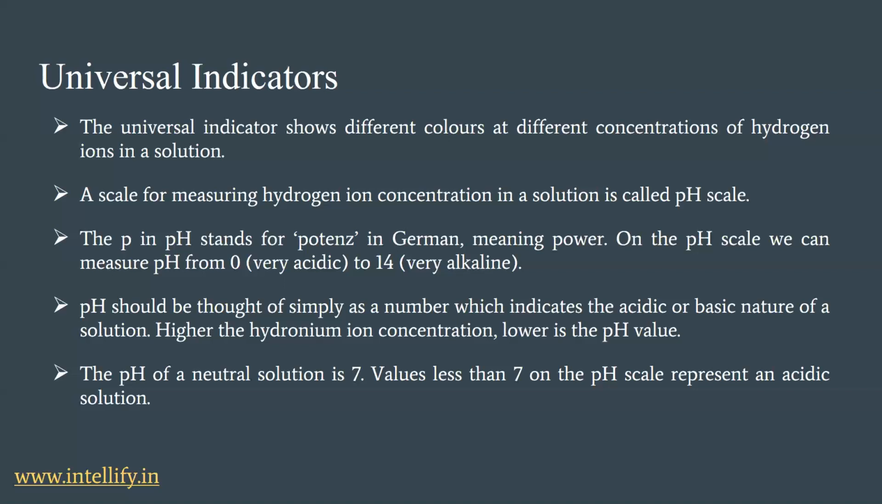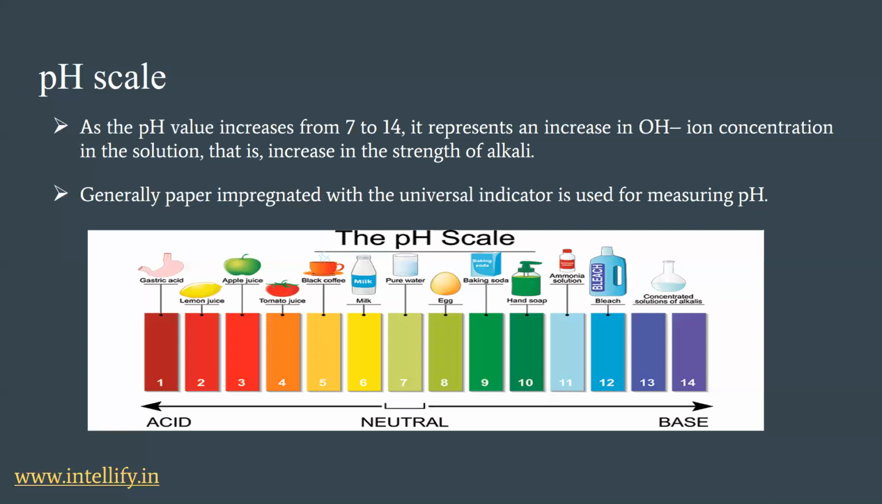The higher the hydronium ion concentration, the lower the pH value. One thing you have to note here is that the pH of a neutral solution is 7. That is, neutral solutions are neither acidic nor basic. Values less than 7 on the pH scale represent an acidic solution. As the pH value increases from 7 to 14, it represents an increase in hydroxide ion concentration in the solution, that is, an increase in the strength of the alkali.